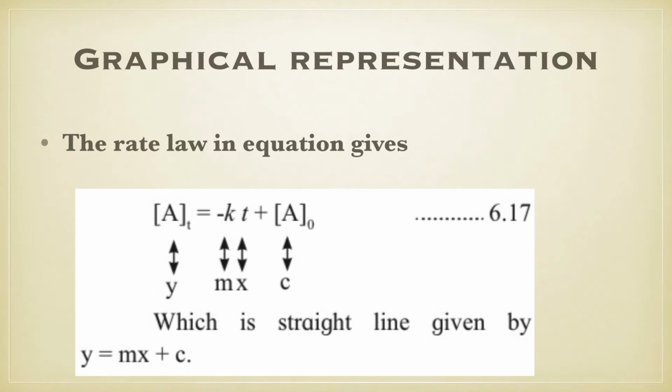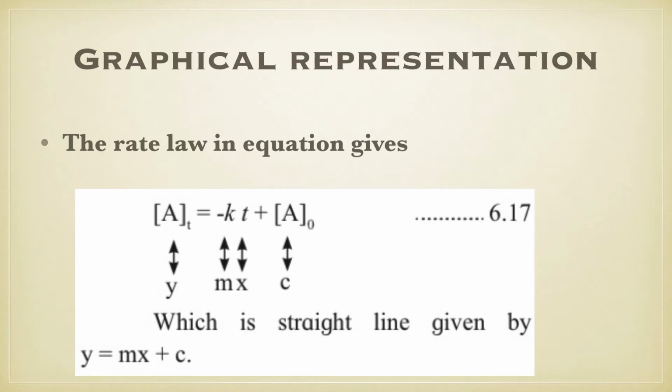For that, first we have to understand that we know the rate law. The rate constant equation is given by k is equal to initial concentration minus final concentration upon t. I have rearranged that equation. So the rate law equation gives At is equal to minus kt plus the molar concentration of A naught, which is nothing but the initial concentration. I have just rearranged that equation.